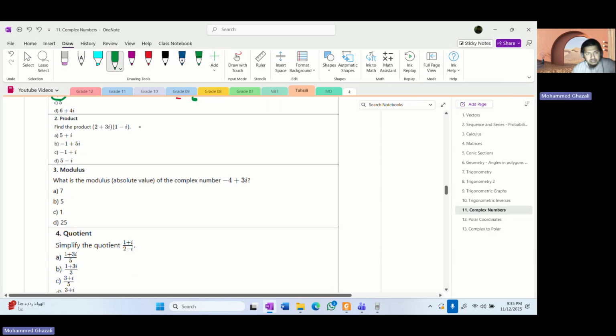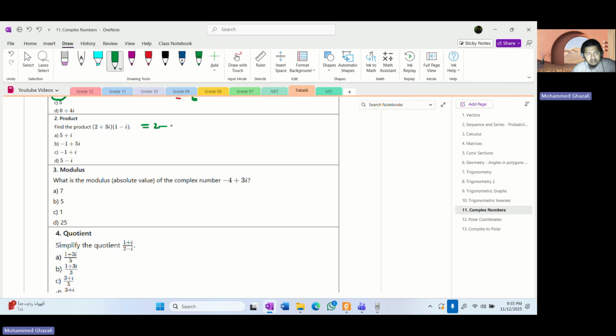We want to multiply out these two complex numbers. 2 times 1 is 2. 2 times negative i is negative 2i. Multiplying these two out gives plus 3i. And multiplying the last part out gives minus 3i squared. So you get 2 plus i plus 3. Why plus 3? Because negative 1 times negative 3. So you get 5 plus i. Where's 5 plus i? The answer is A.